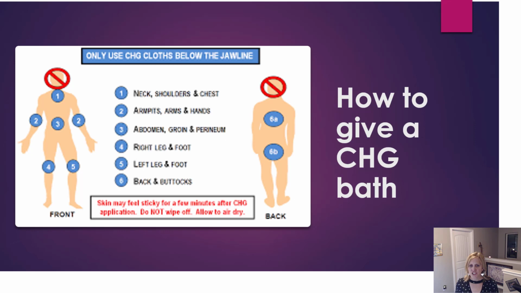So, how to give a CHG bath, and I apologize for this blurry picture. I could not get a better one. So, use the CHG cloths only below the jawline. You're going to use one for neck, shoulders, and chest, one for arms, pits, and hands, one for the abdomen, groin, and perineum, one for the right leg and foot, one for the left leg and foot, and one for the back and buttocks.